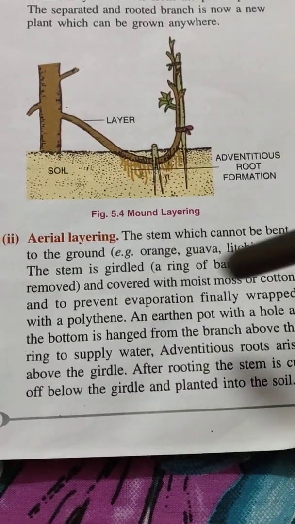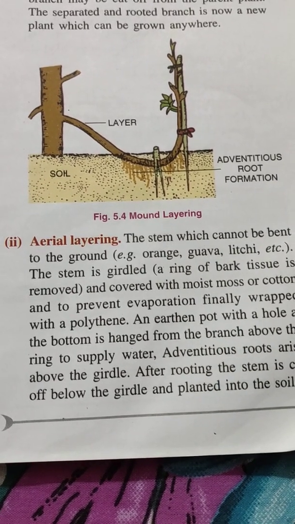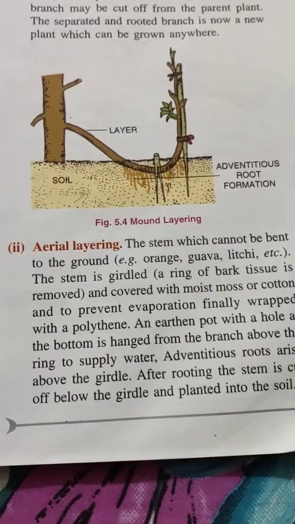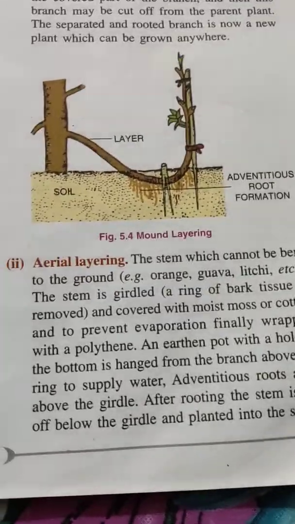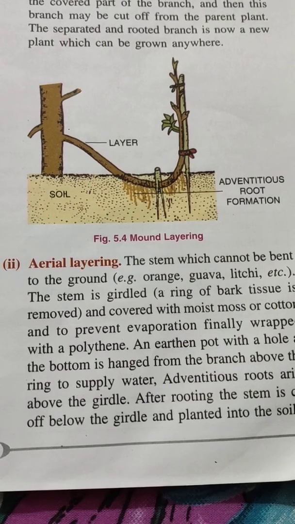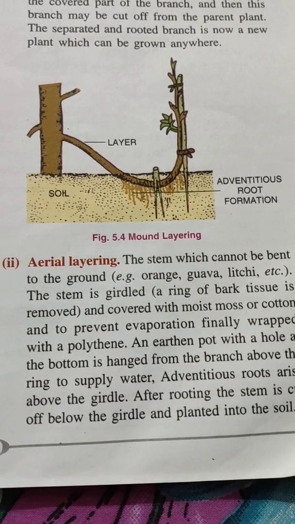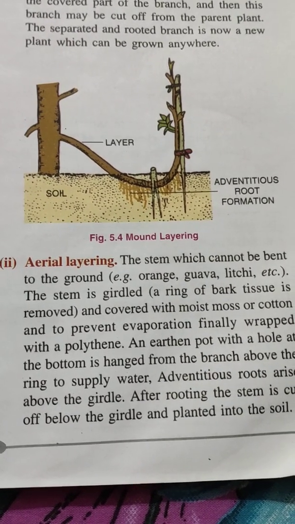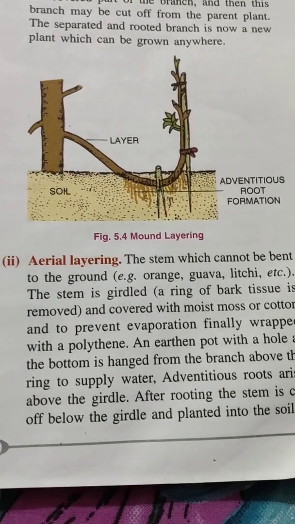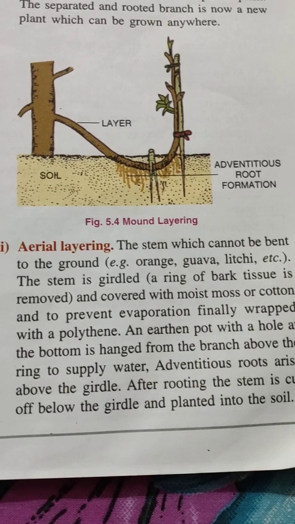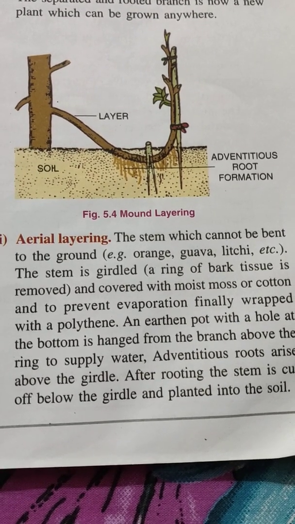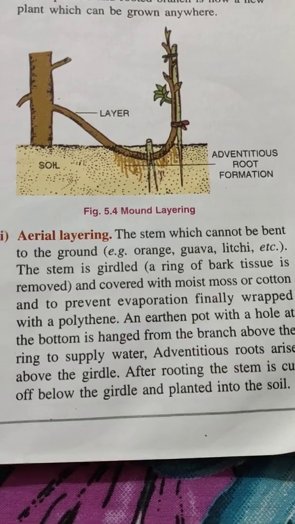Now, aerial layering. Aerial layering we can find in orange, guava, lychee, etc. Here, the stem is girdled and covered with moist cotton, and to prevent evaporation, finally wrapped with a polythene. An earthen pot with a hole at the bottom is hung from the branch above the ring to supply water. Adventitious roots arise above the girdle. After rooting, the stem is cut off below the girdle and planted into the soil.